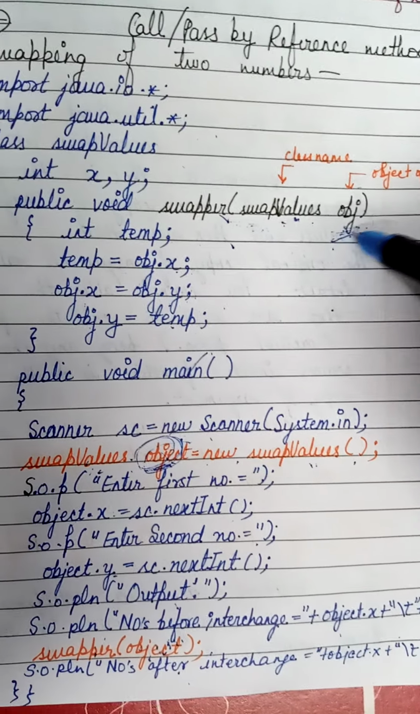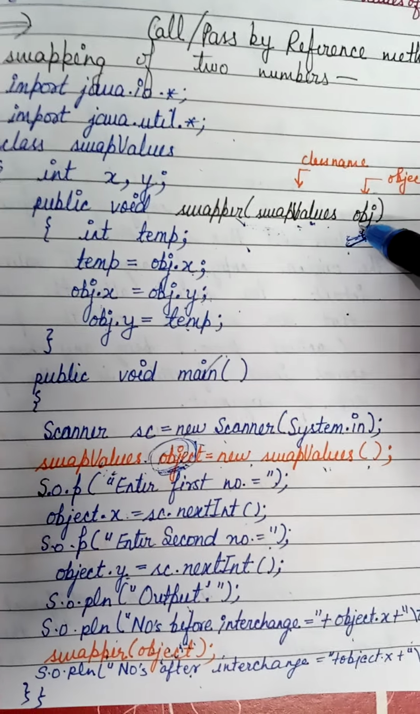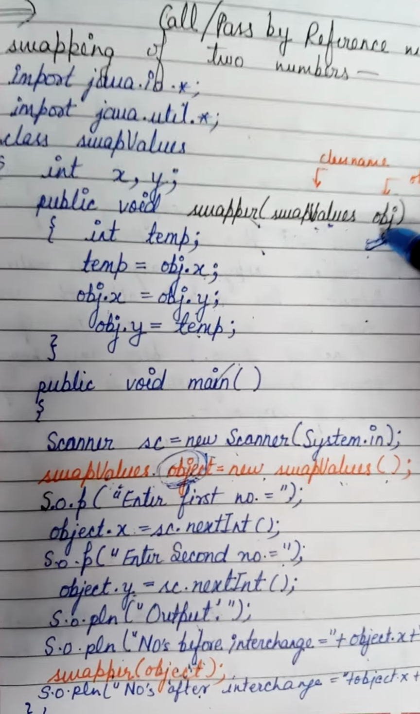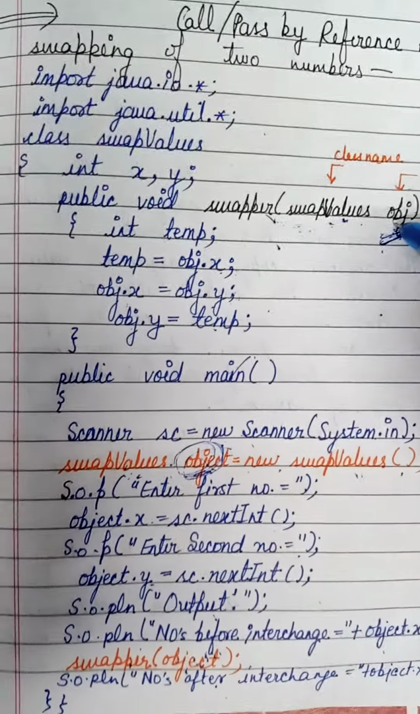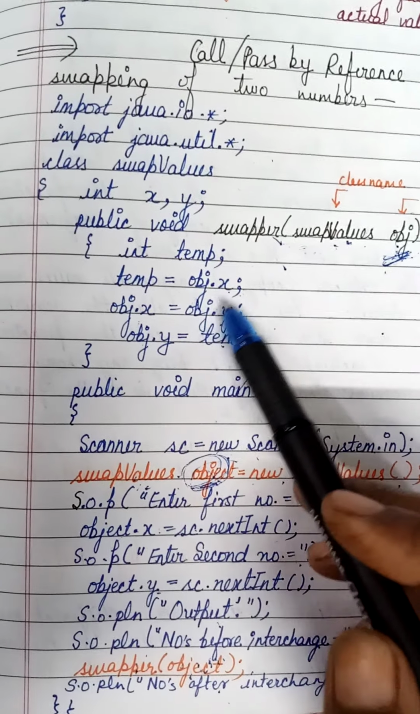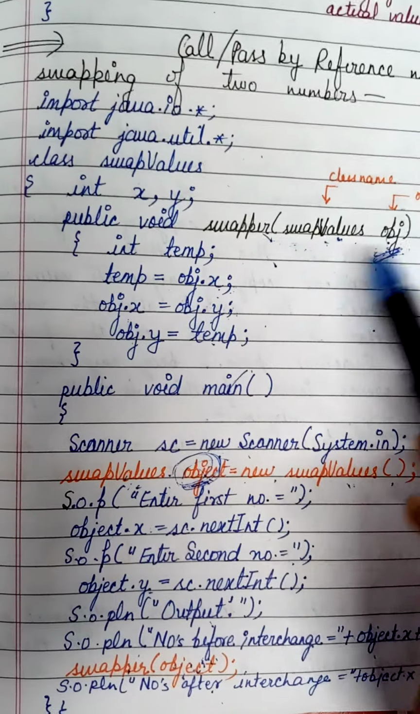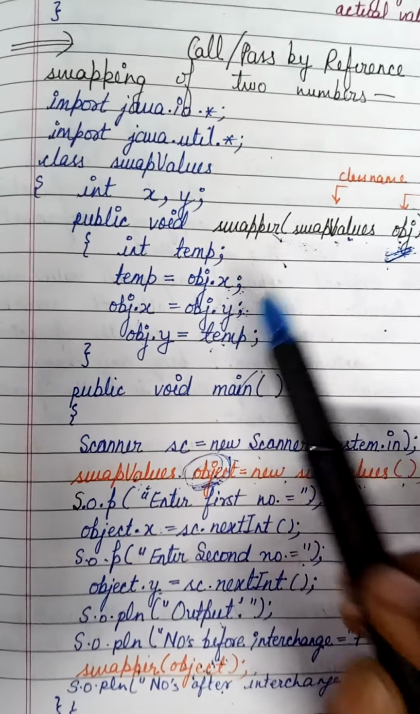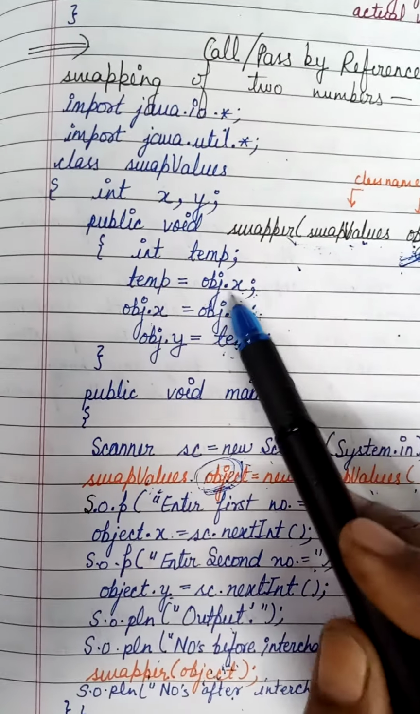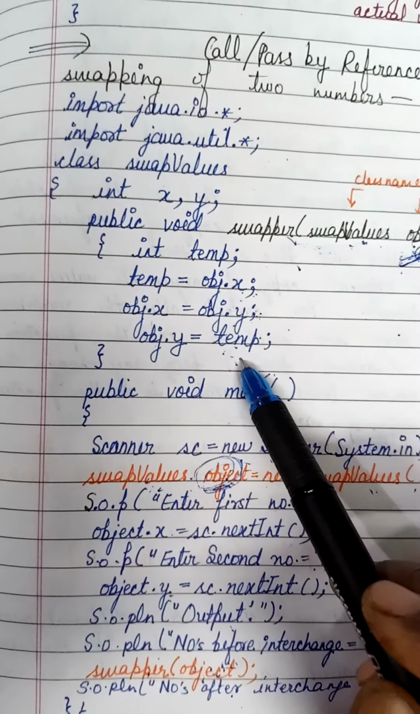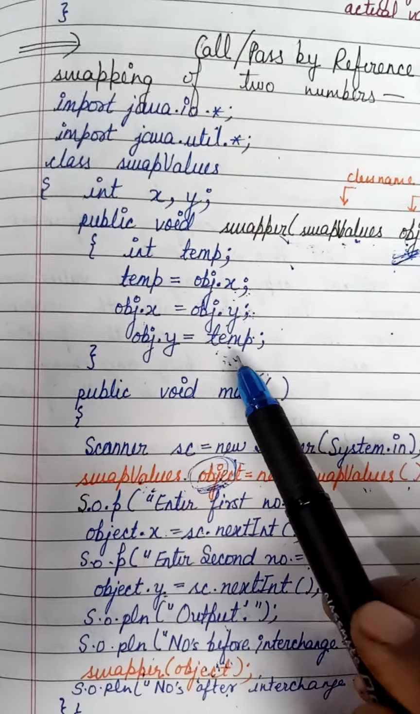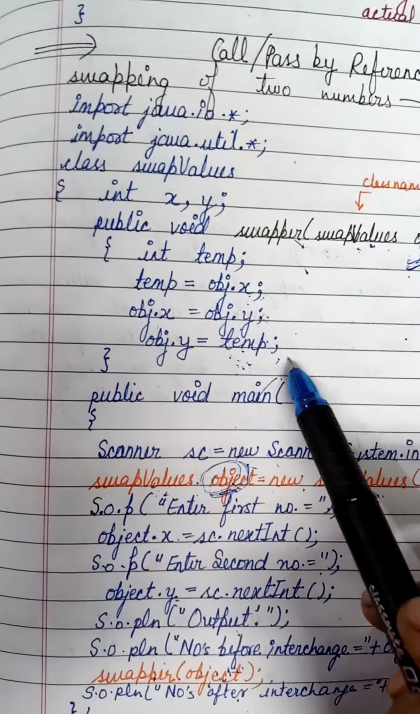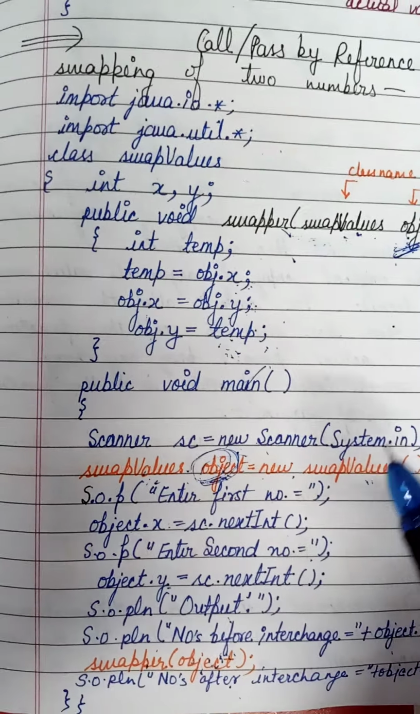Then we are getting the reference within obj now. Instead of object, we have the reference within obj. So here you will not be writing object.x, you will be writing obj.x. But you are working with the actual data. If you make any change in the values of x and y over here, the changes will get reflected in the original data also. Fine.